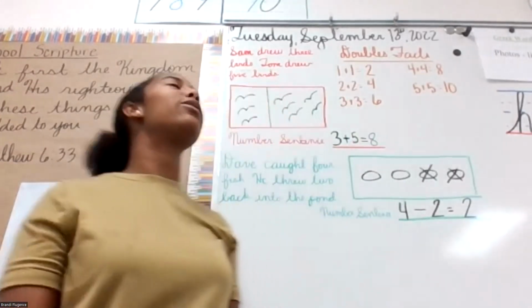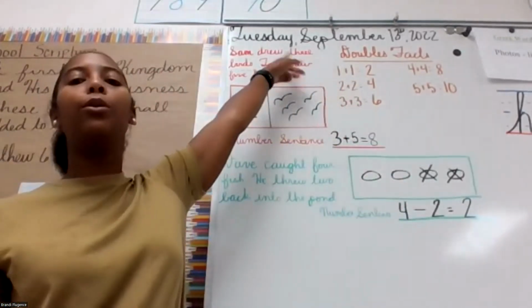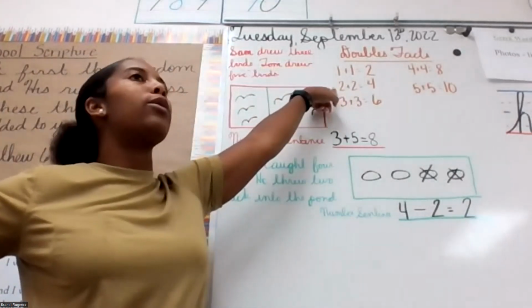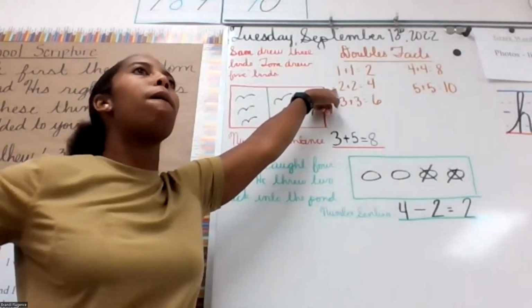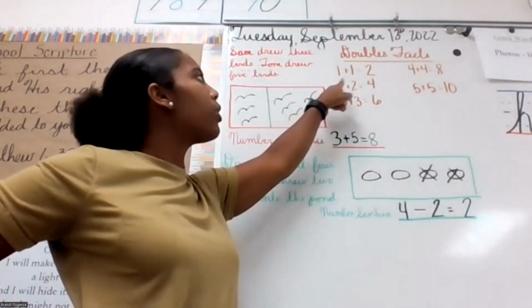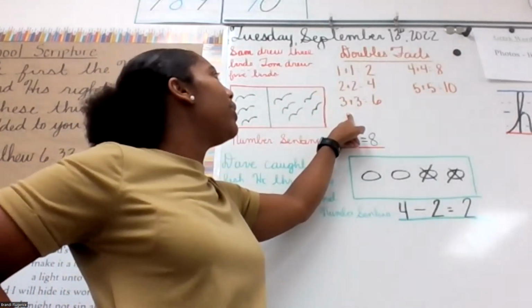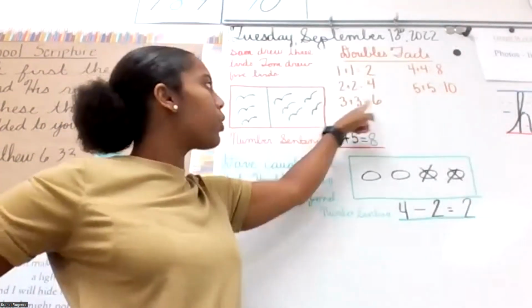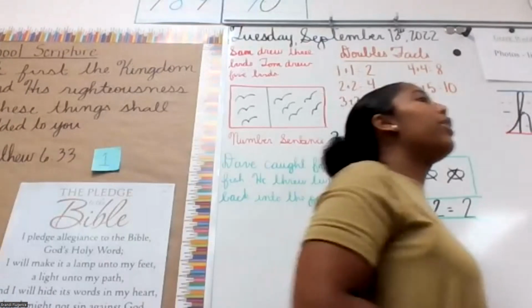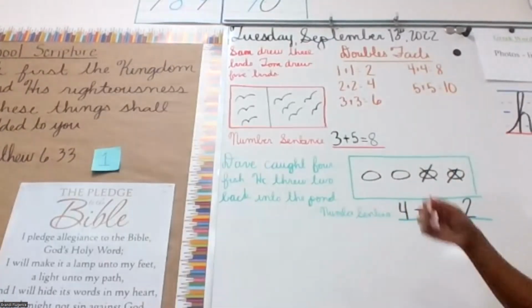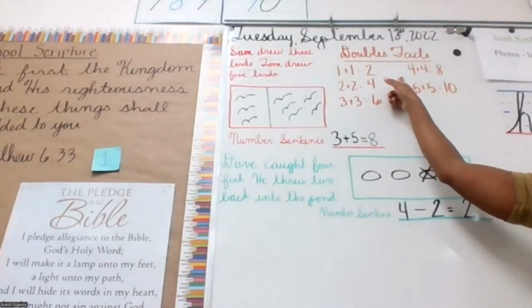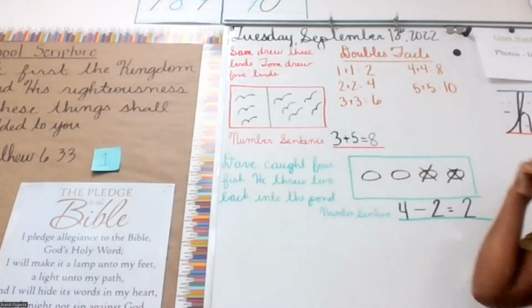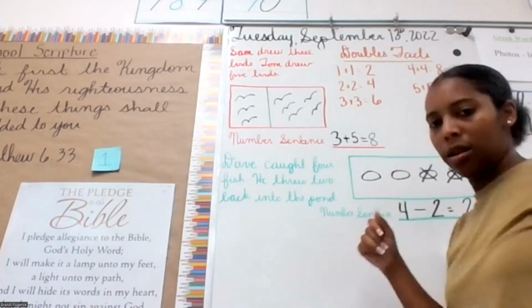One more time. 1 plus 1 equals 2. Ooh. 2 plus 2 equals 4. More. 3 plus 3 equals 6. Kicks. 4 plus 4 equals 8. Great. 5 plus 5 equals 10 again.